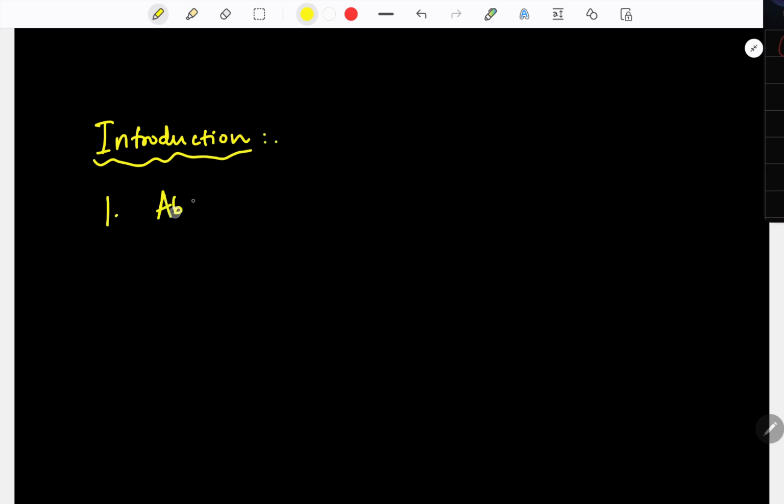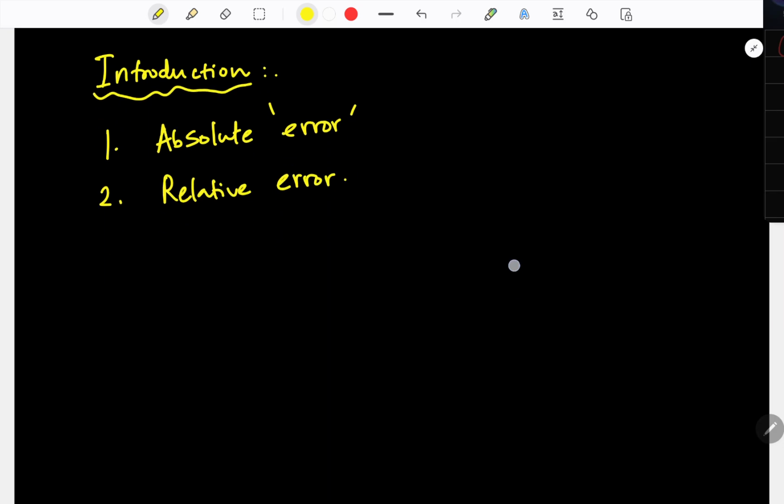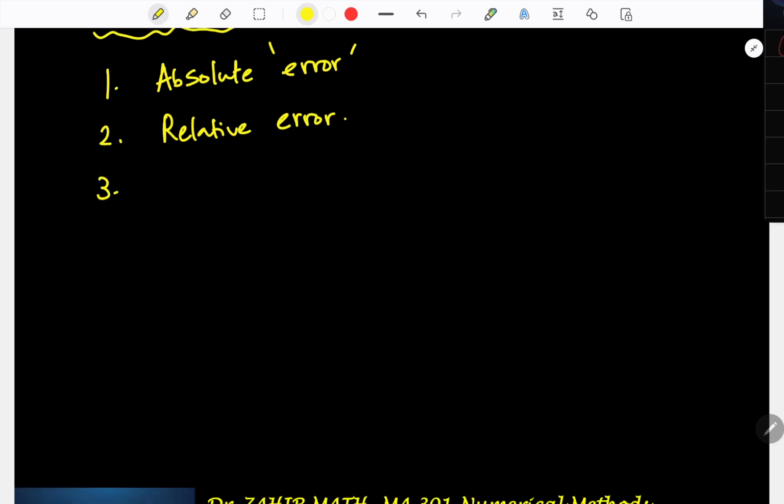The first one you're going to study is absolute error. Error, in general, we say, is a mistake. But here error means the small minor changes in your decimal values. Number 2 is relative error. And the third idea is rounding and chopping, that is, rounding error and chopping error. So let me write rounding and chopping.